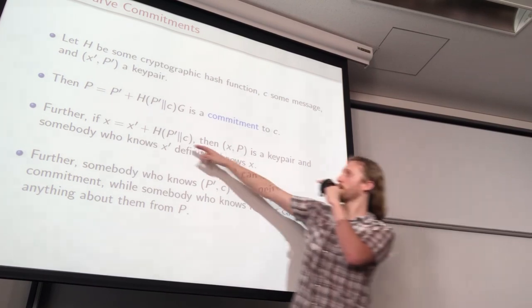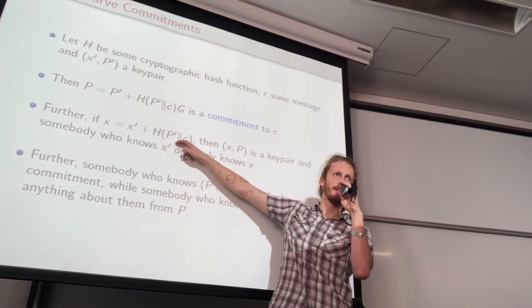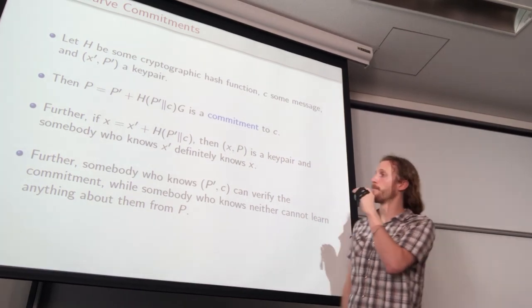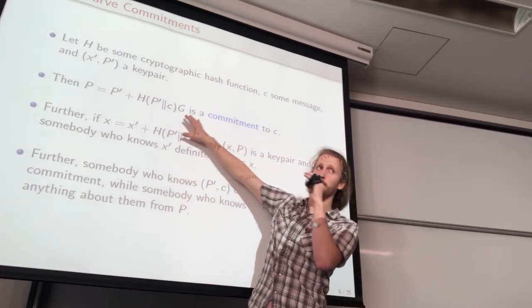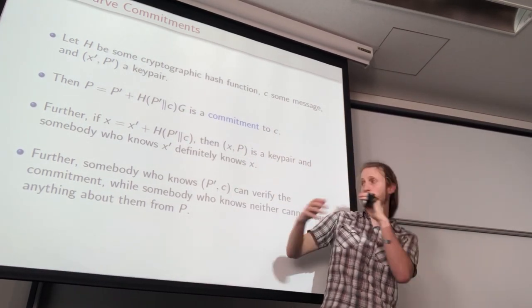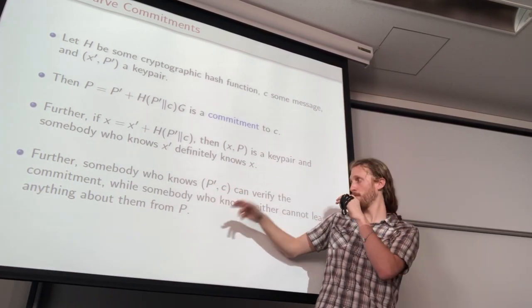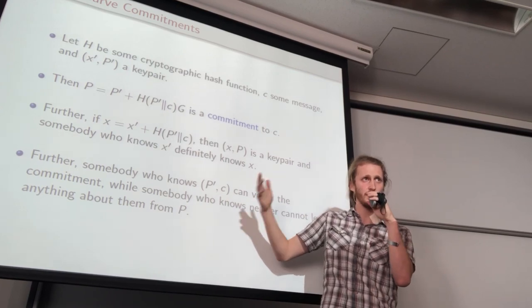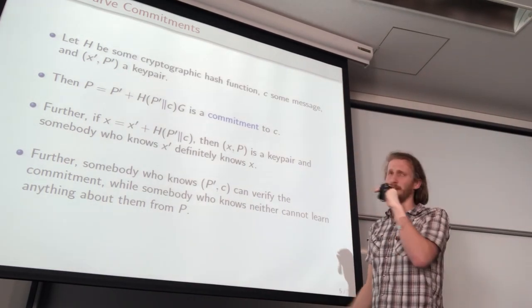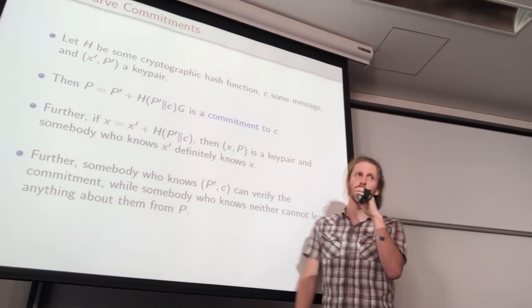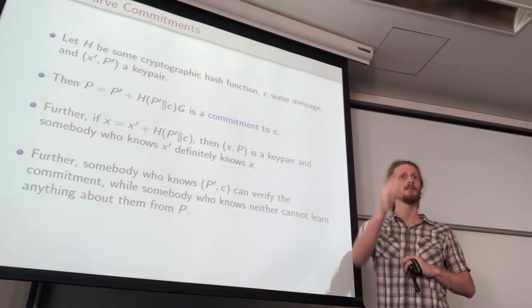So you actually cannot, because you need to know P prime, and P prime is not public. P prime is not public, yeah. Yes. Yeah, so to open this commitment and prove that it was actually a commitment, you have to produce both P prime and C. If P prime becomes public, then somebody can probably guess C, if it comes from a small space of possible things, they can guess it. Yeah.